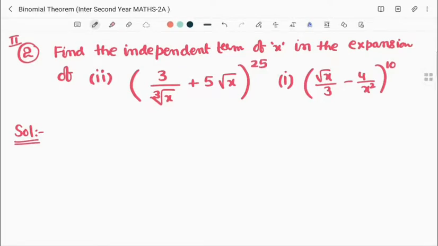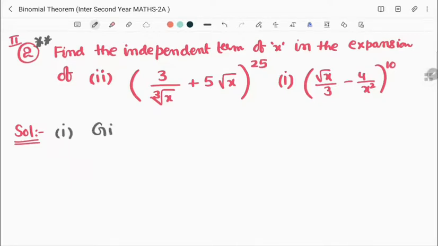Next question, in the second bit we enter into the second question. In that, Roman letter 1 and Roman letter 2 both have been selected, so both the problems we are going to discuss now. Very important concept, the independent term. Find the term independent of x in the expansion of... First I am taking Roman letter 1.